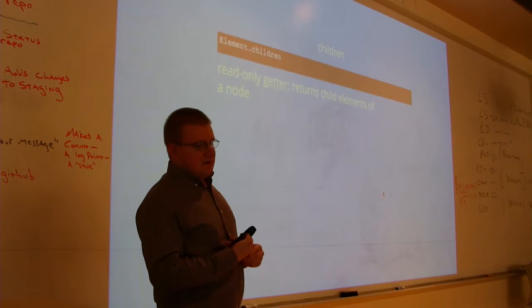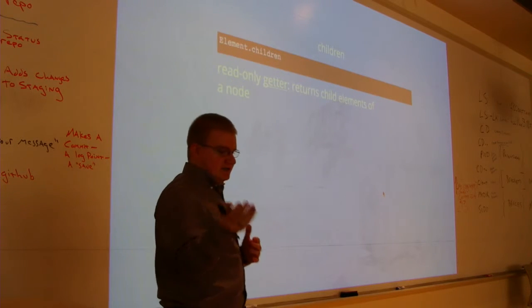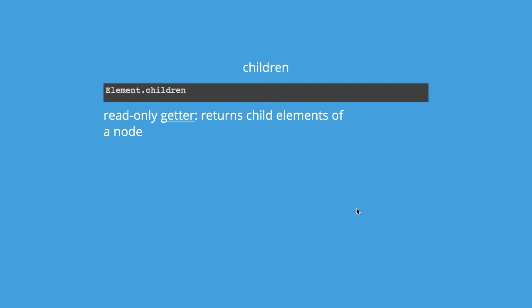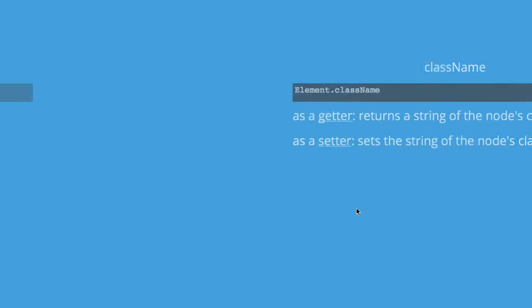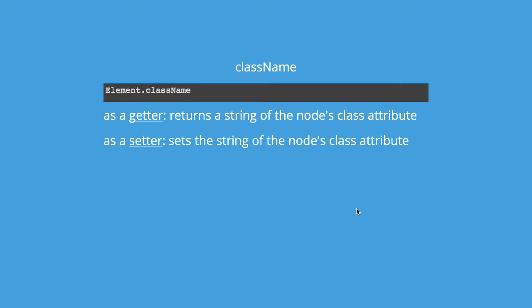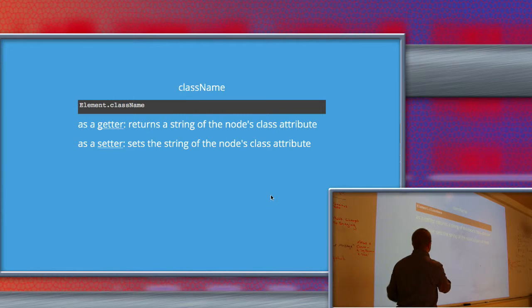And we have element.children, which is just a getter to return the child elements of a node. It's pretty straightforward. We have .className. Again, we can use this as a getter or a setter. As a getter, this returns the string of the node's class attribute, so all the class names on the element in one string. And as a setter, it will set the string of the node's class attribute.